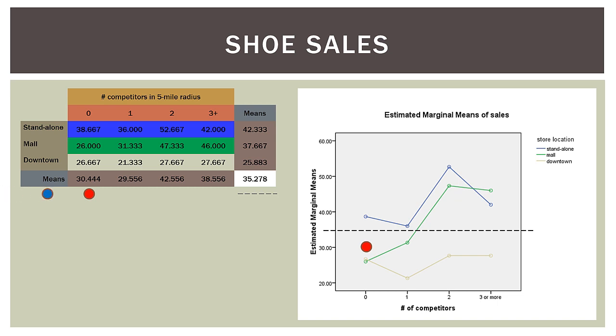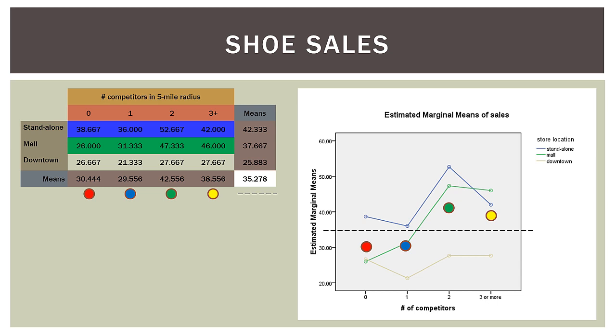Let's go ahead and do the same thing for one competitor. And there it is. So 29.556. So that is the mean of those 3 dots that make up the one competitor column. Now for 2 competitors, we'll put a green dot. And there it is. So that is the mean for those 3 points in the 2 column. And then a yellow dot for 3 or more. So put that right there. So those 4 dots are the column means for our number of stores.